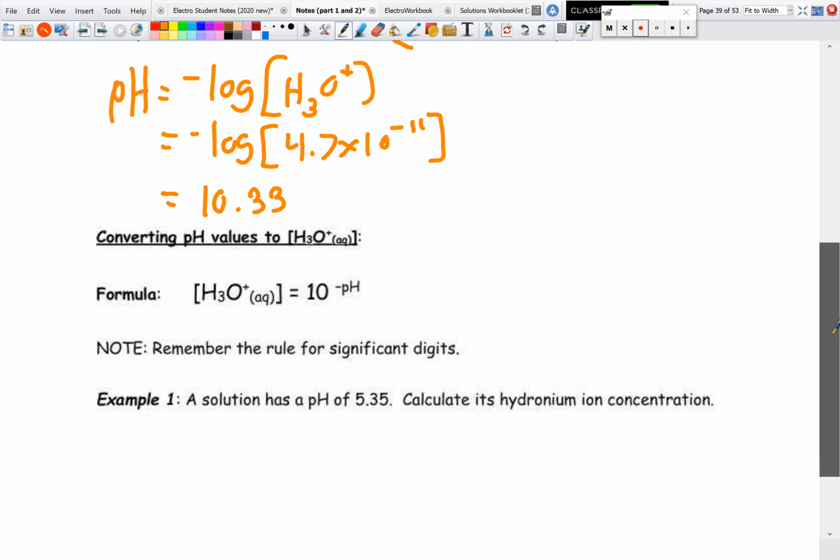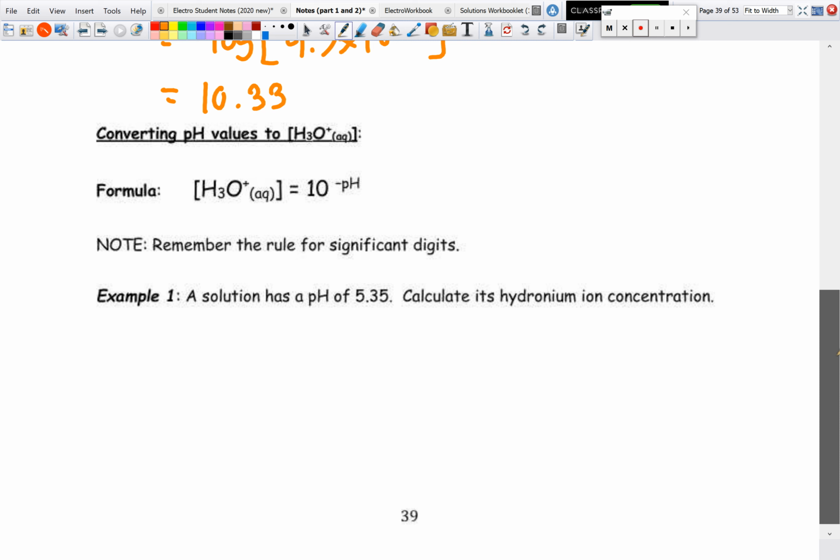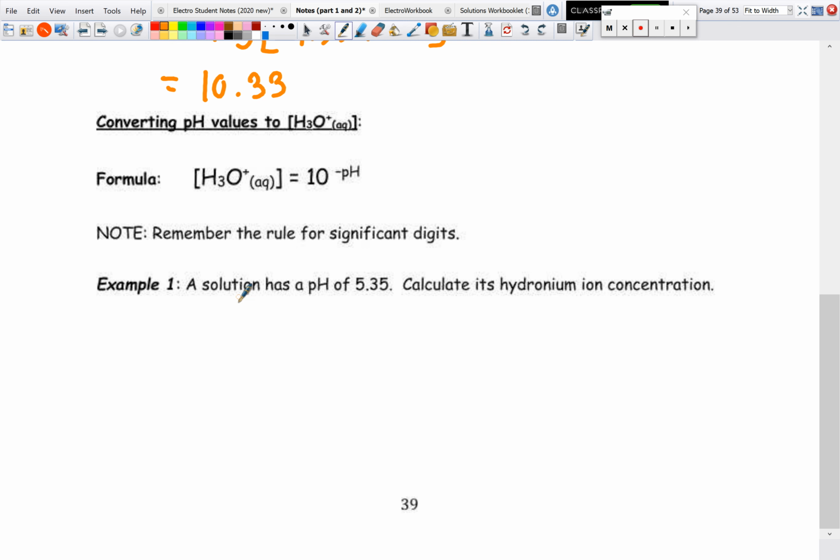Now, the reverse of this, if we want to find the concentration of hydronium and we're just given pH inside of a question, we're going to use this formula right here. So concentration of hydronium is 10 to the power of negative pH. So just remember the whole significant digit rule, because if we have an example like this, a solution has a pH of 5.35, remember this is two significant digits. Because it is a pH, calculate the hydronium ion concentration.